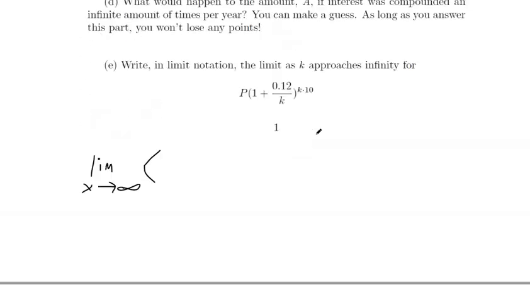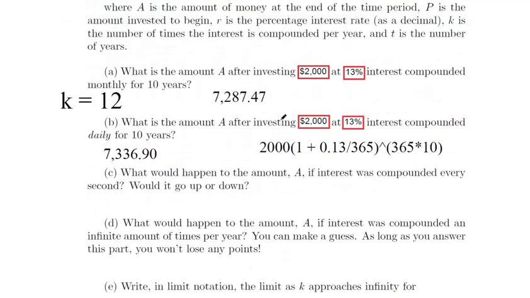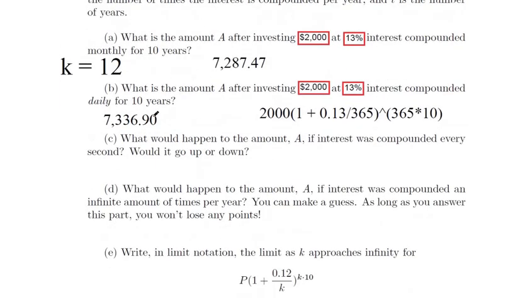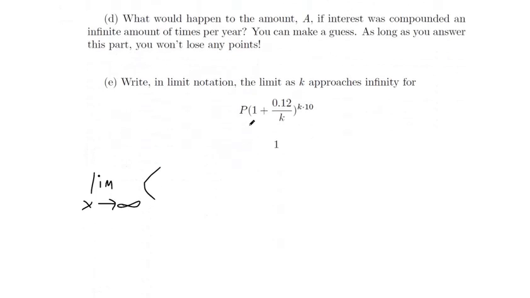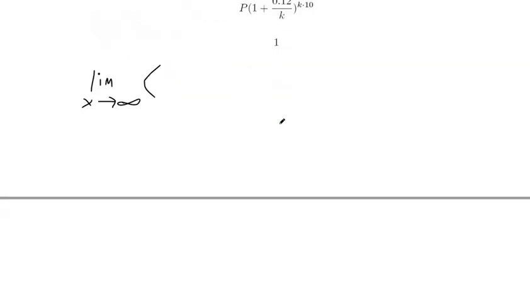Okay. And just conceptually, why we're doing this is because up here we just saw that if a bank compounds daily instead of monthly, we get more money. So a customer should be saying, hey, if you're going to give me interest, I want you to compound as many times as you can, right? So that's what we're doing, is we're taking the limit as k approaches infinity, compounding an infinite amount of times per year.